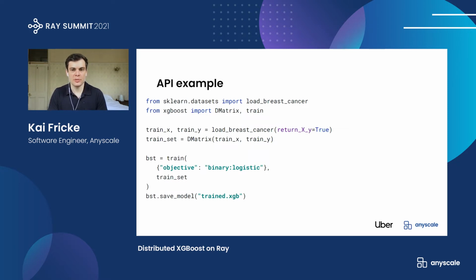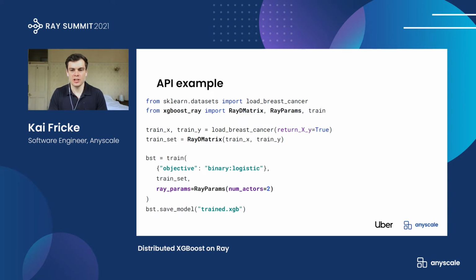First, we change the import. Instead of importing from XGBoost, we import from XGBoost-Ray. The DMatrix becomes the RayDMatrix, which is capable of loading from distributed sources. And lastly, we pass a RayParams object to configure distributed training. Here we just set the number of actors to 2, but we could also use this object to configure fault tolerance. And that's it for the XGBoost-Ray architecture.